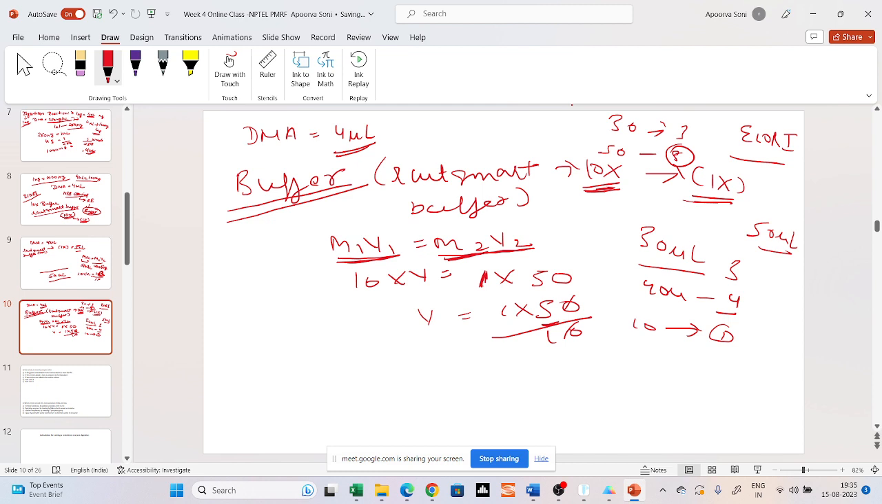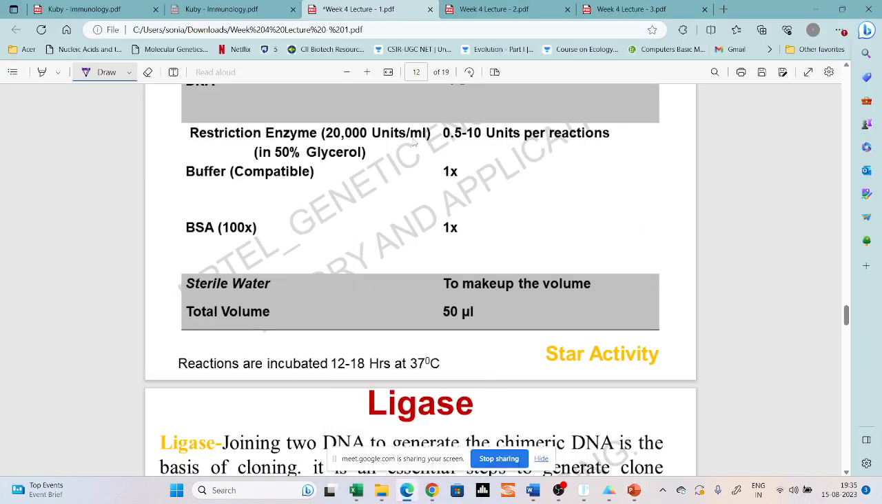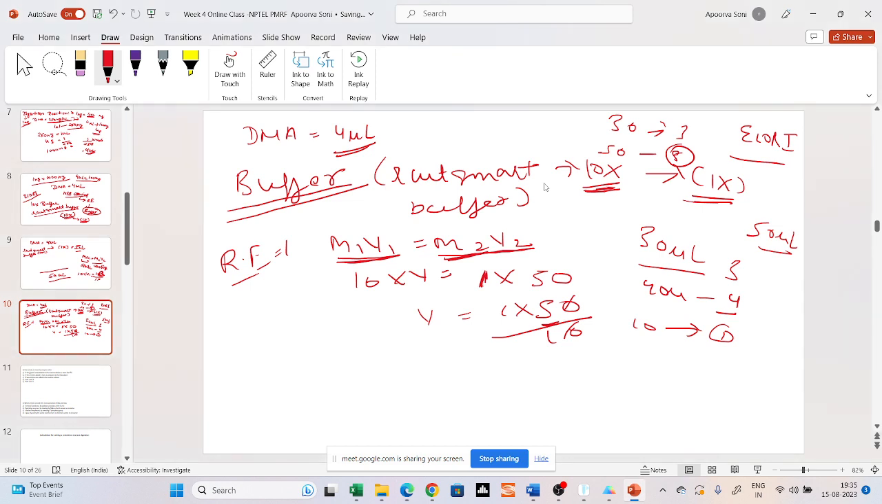So now we have DNA, we have buffer. Now we need the restriction enzyme. How much restriction enzyme do we have to add? What has sir given you? Basically, mostly we add 1 microliter of restriction enzyme, and then we set a 50 microliter reaction and add NFW, nuclease-free water. So how much water will we add? See, this is 4 plus 1, 5.